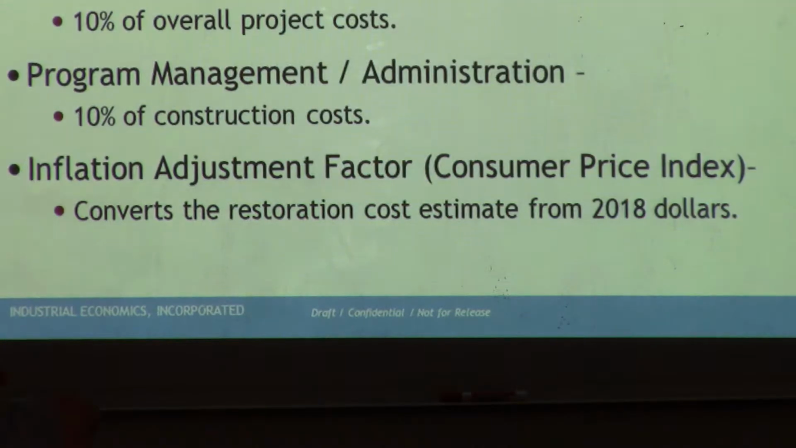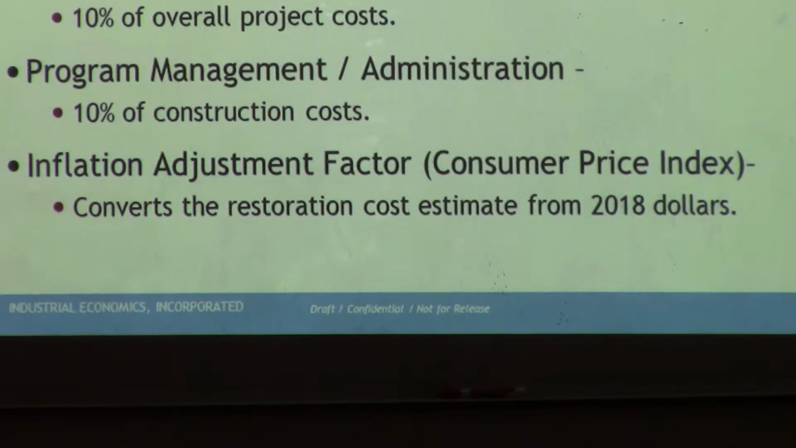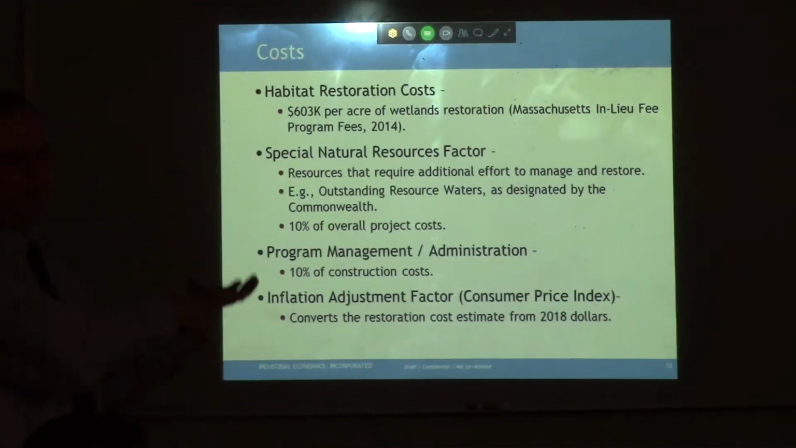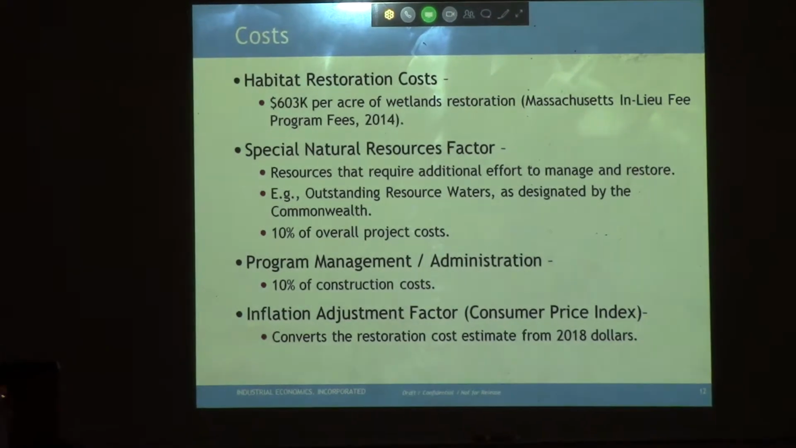And just as before, there's a handful of inputs to this, and I'll just run through these here and take questions as people have them. Habitat restoration costs are $603,000 per acre, and that's based on the Massachusetts in lieu fee program, which was promulgated in 2014, and based on Massachusetts ecological restoration projects that have been implemented by our colleagues at the Department of Fish and Game. That's the underlying data that went into that in lieu fee program.